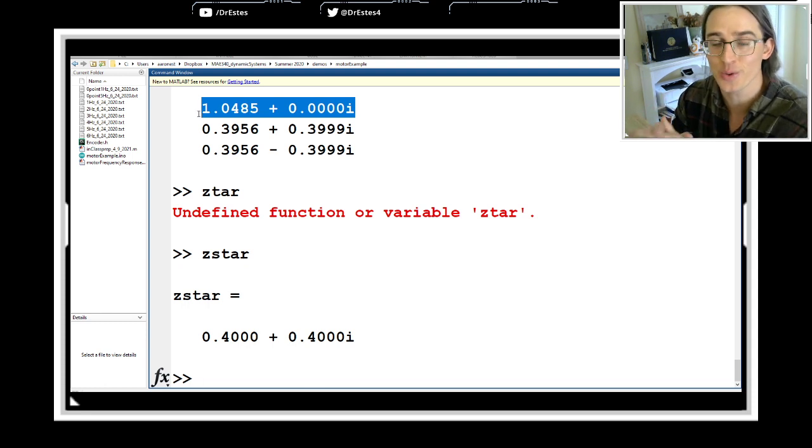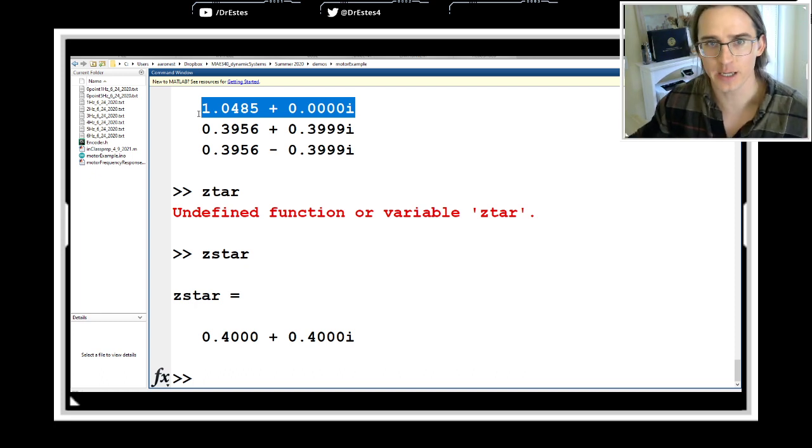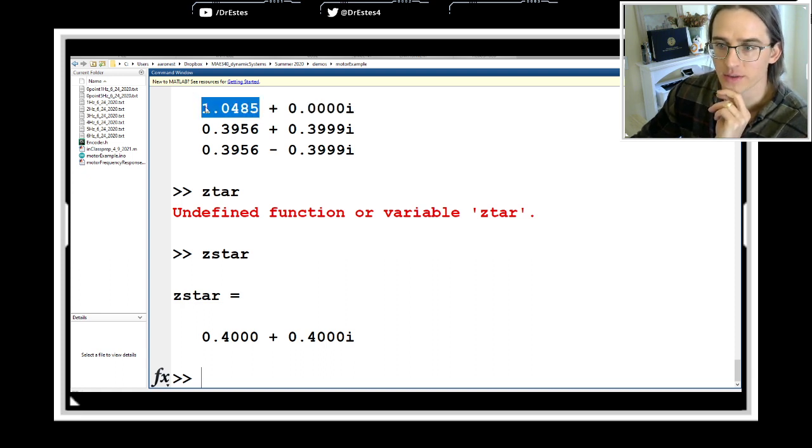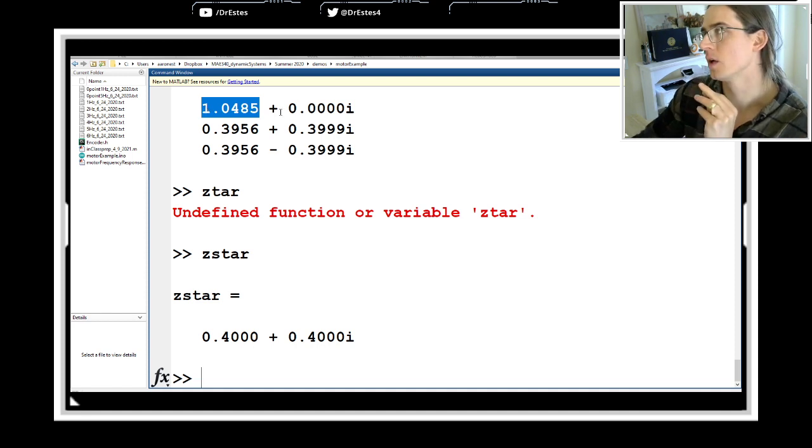All right? But what about this? Is this good or is it bad? Yikes, we have an unstable pole. The third closed loop pole is outside of the unit circle, meaning this system is unstable. So it's bad.